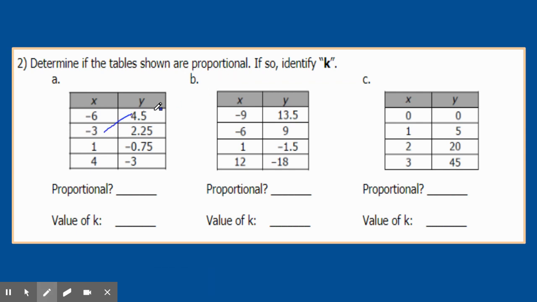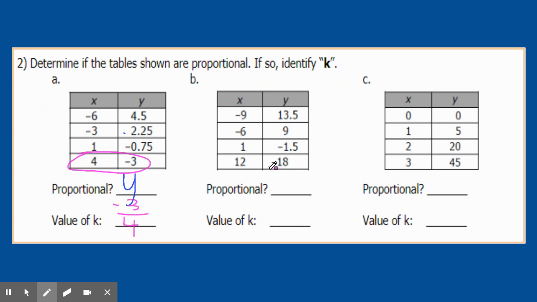Okay, so we're going to check to see if these are proportional. So we're going to do cross products. -3 times 4.5 is -13.5. And we're going to do 2.25 times -6, and we get -13.5. So is this proportional? Yes, it's proportional because those two numbers are the same. So if it's proportional, that means I can have a k, which is the constant of proportionality. And to find that, remember, it's y over x. So you can pick any y and put it over x. Well, these numbers are whole numbers, so we're going to use that. So my y is -3 and my x is 4.